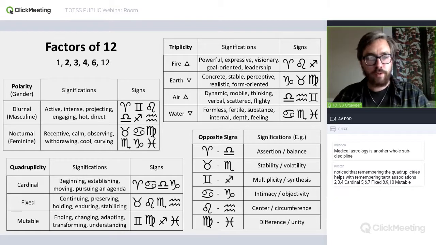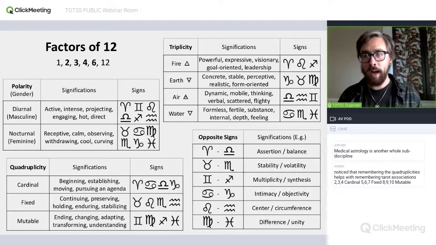All right, and then we've got the quadruplicity of cardinal, fixed, and mutable. And again, these significations are all coming from the ideas that the cardinal is the beginning of the season, fixed is the middle of the season, and mutable is the end of the season. So the 4 cardinal signs that begin the seasons have significations of beginning or establishing or moving or pursuing an agenda. We can think of the cardinal signs or planets in cardinal signs as having something they want to accomplish. They're showing up with a goal in mind, something they want to pursue, something they want to create, something they want to initiate.